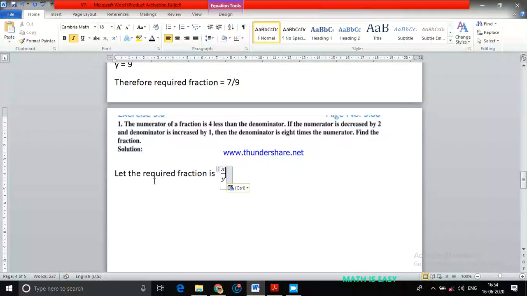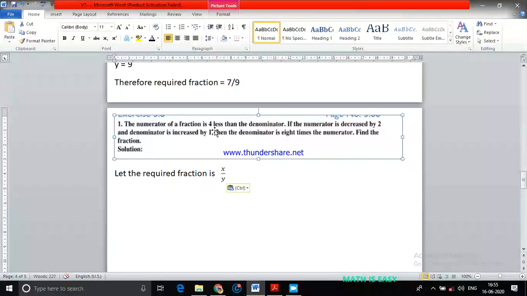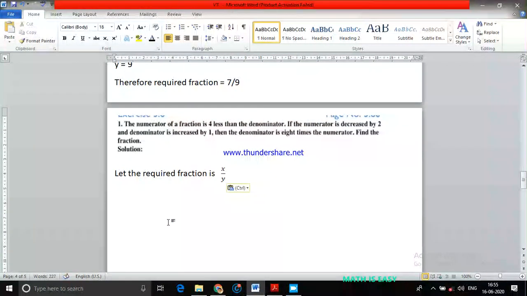So here let the required fraction be x upon y. Now here, what are the conditions given? This question is a little bigger. The numerator of a fraction is 4 less than the denominator. So the numerator equals 4 less than the denominator. So denominator minus 4. Okay, this is the condition, 4 less than the denominator.